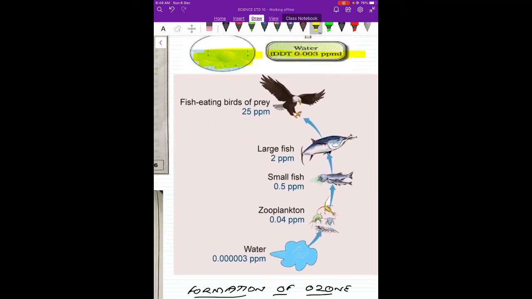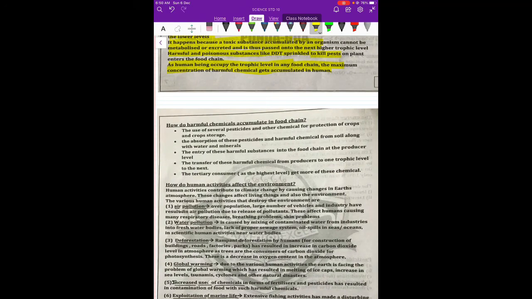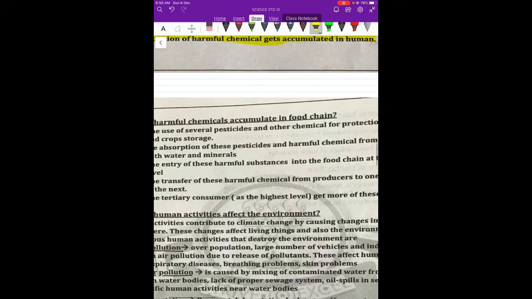The same thing is shown here also. Water, zooplankton, which is eaten by small fish and large fish. So this is how biological magnification occurs. Now how does this actually enter a chain? So the first is, we use several pesticides and fertilizers during production of crops.